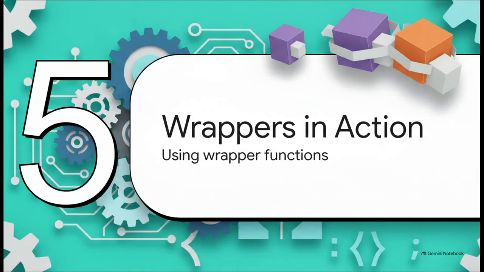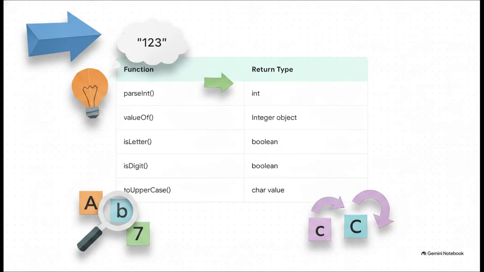Let's wrap up with Section 5, Wrappers in Action. Let's see these functions actually do some work. By utilizing wrapper classes, we instantly gain access to incredibly useful built-in utility functions that basic primitives just lack. For integers, you have parseInt, which can miraculously pull a mathematical number straight out of a simple string of text. For characters, you get amazing diagnostic tools like isLetter or isDigit, which lets you evaluate raw user inputs with just a single line of code.